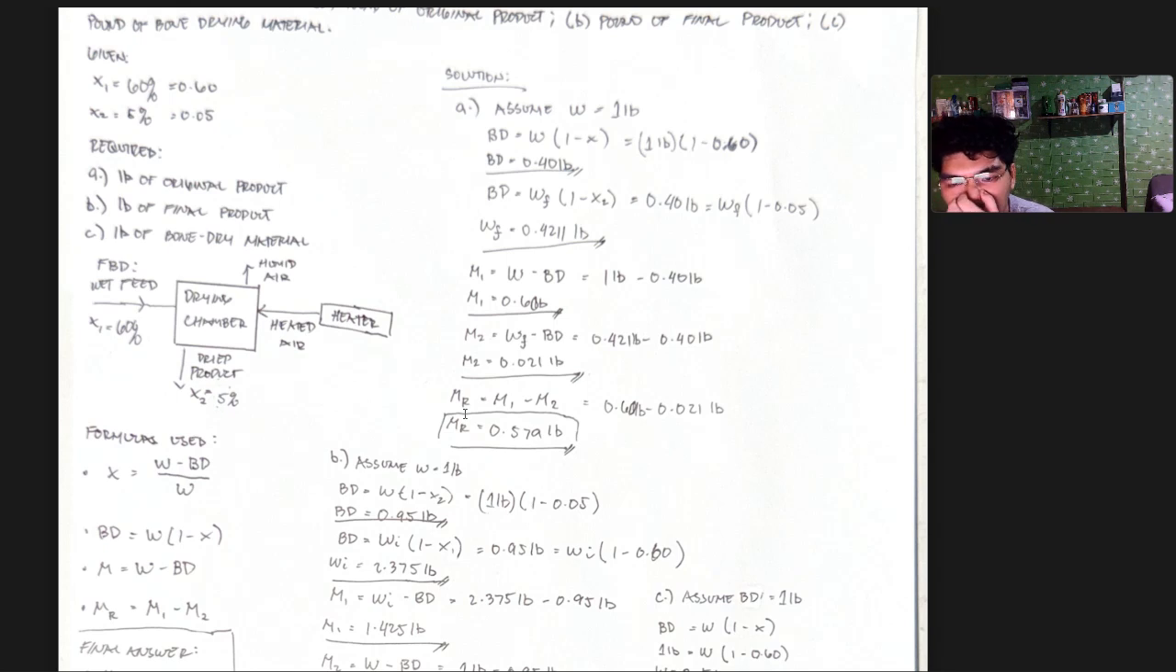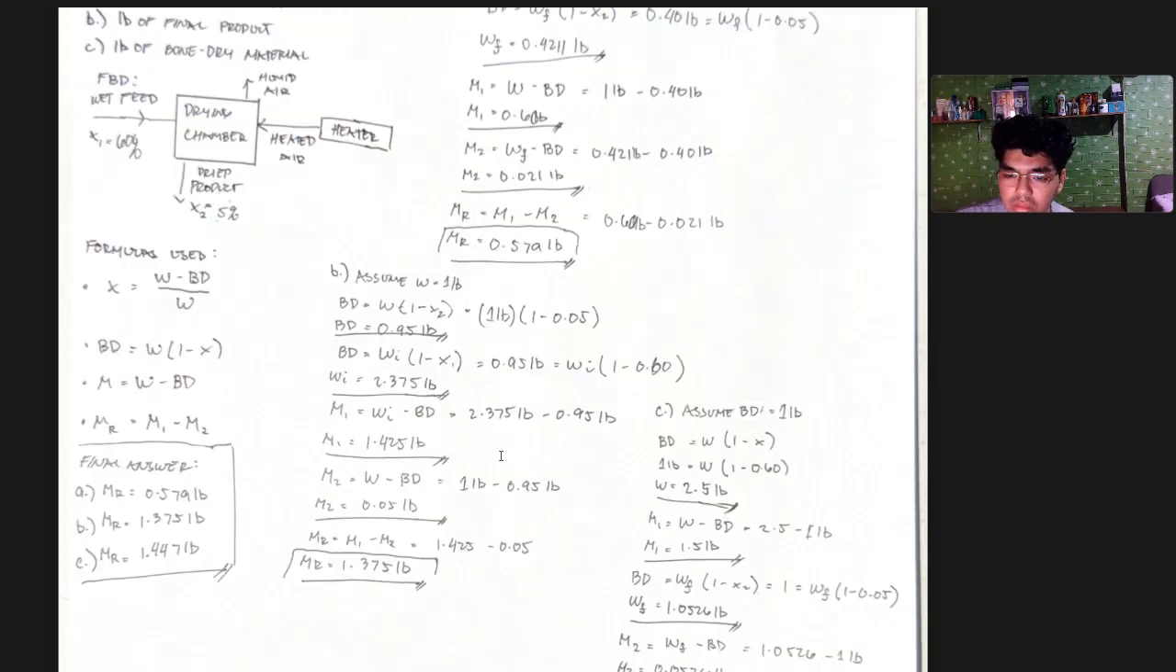To get the moisture removed, we must subtract the initial and final, which is 0.60 minus 0.021. We will have a moisture removed of 0.579 pounds. Next, for letter B, we will do the same. 1 times 1 minus 0.05, bone drying will be 0.95 pounds.